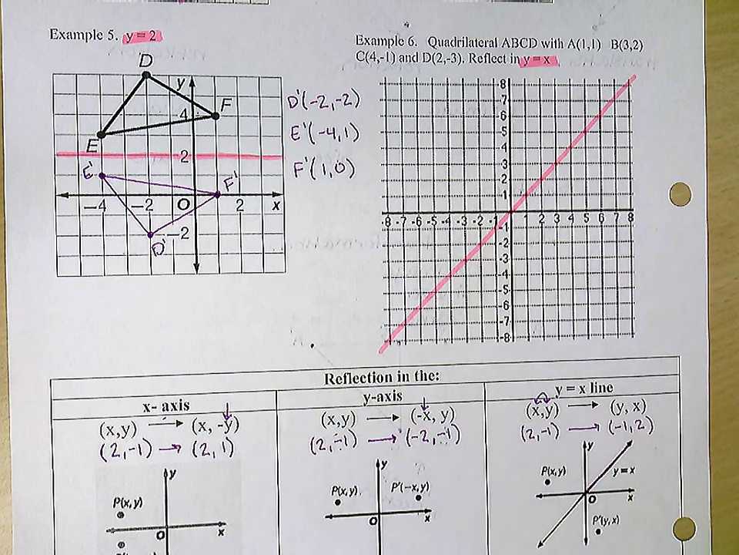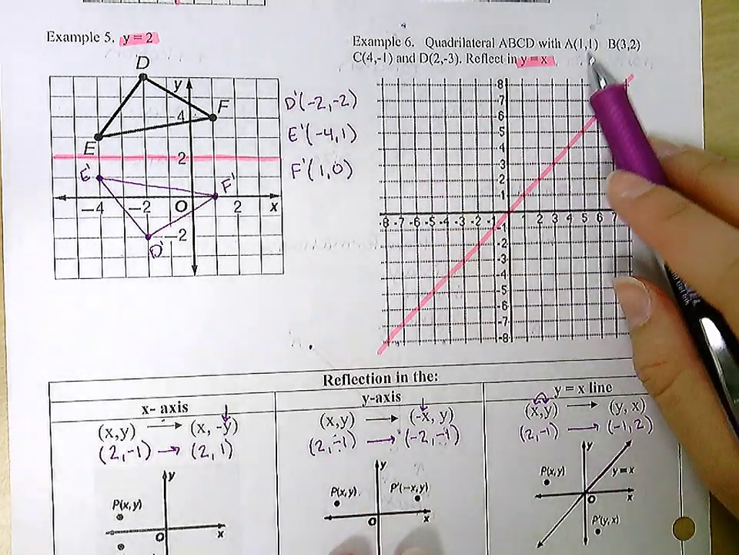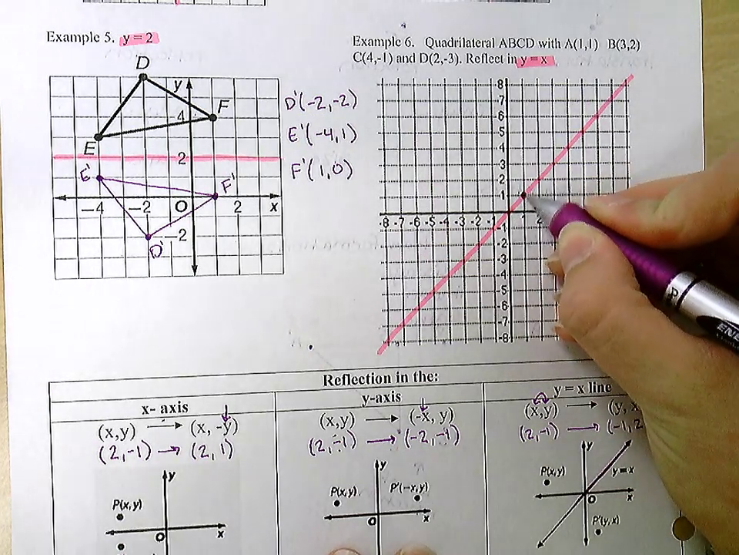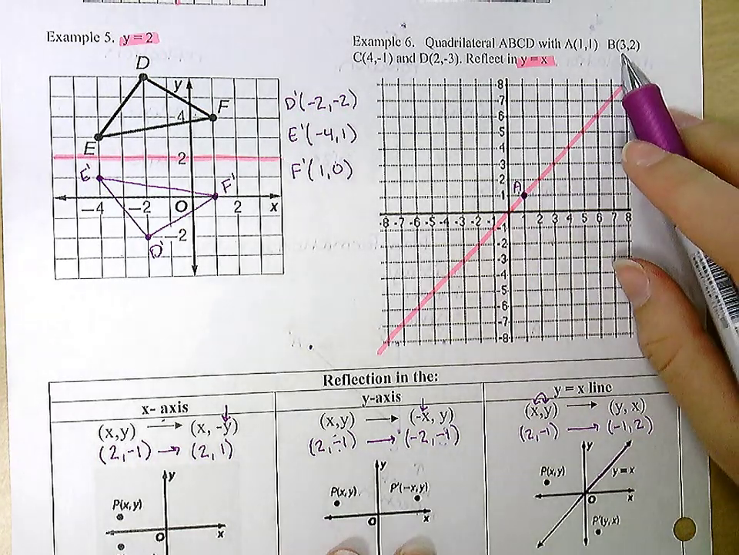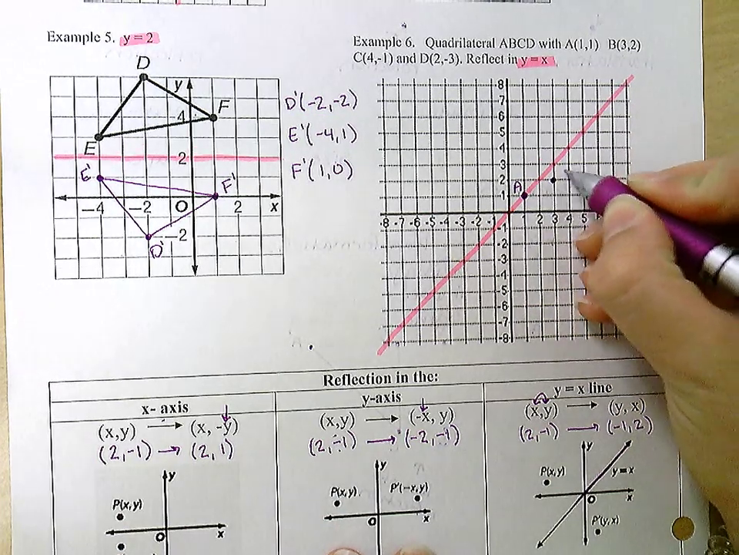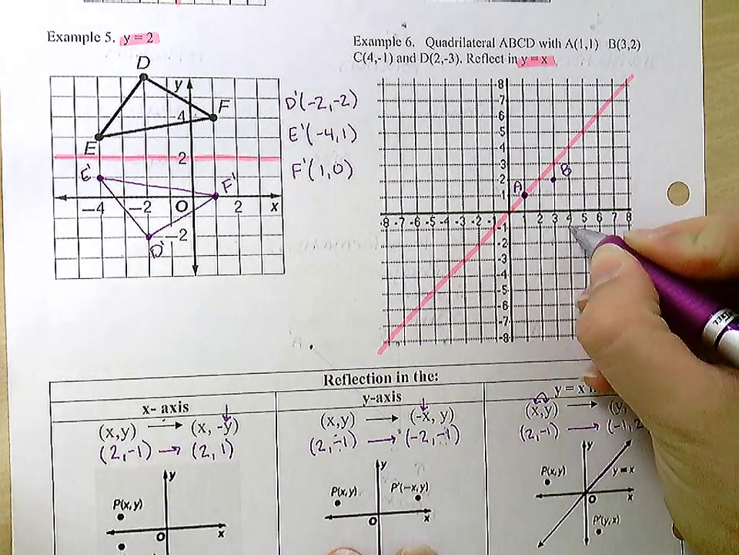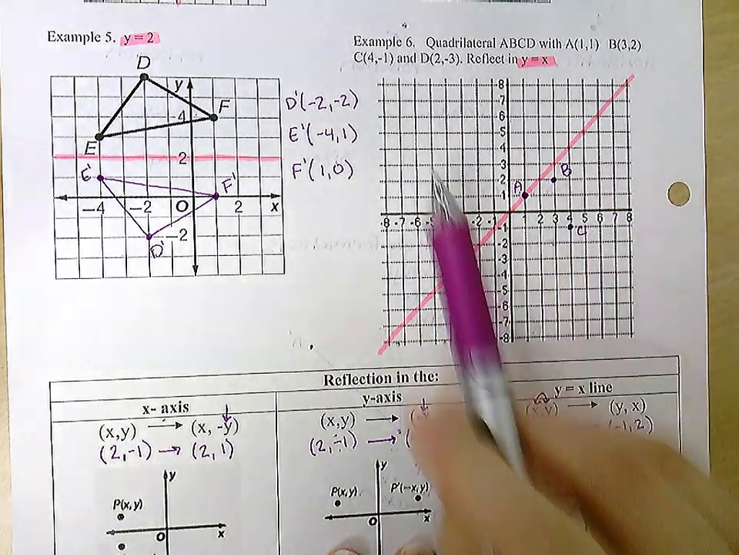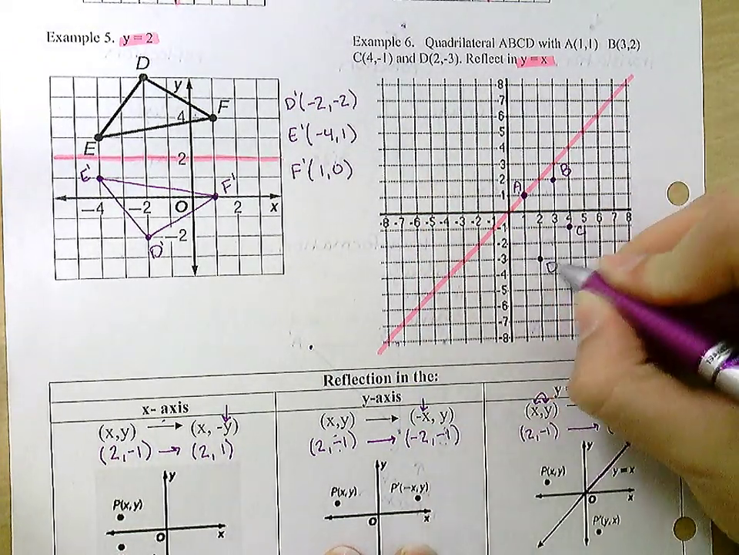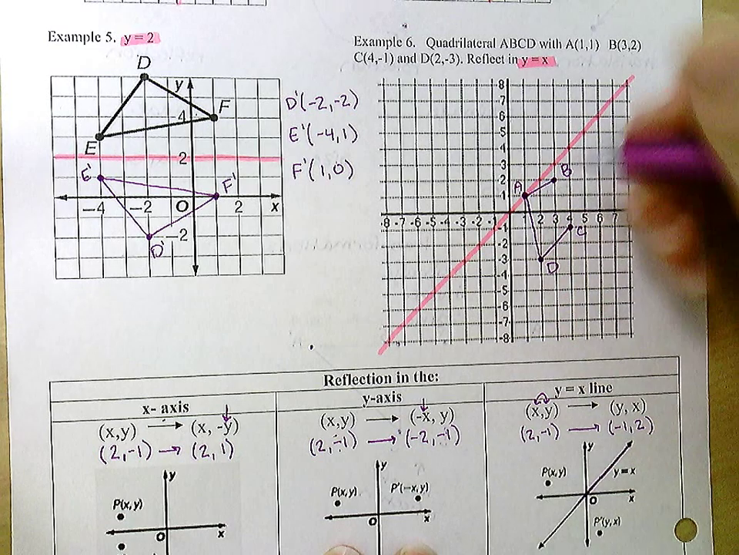Now, if you haven't yet, I want you to plot all of our pre-image coordinates. Point A is at 1, 1, so right 1, up 1. Point B is at 3, 2. Point C is at 4, -1. And point D is at 2, -3. So this is my pre-image. This is my original, the one I have to reflect.